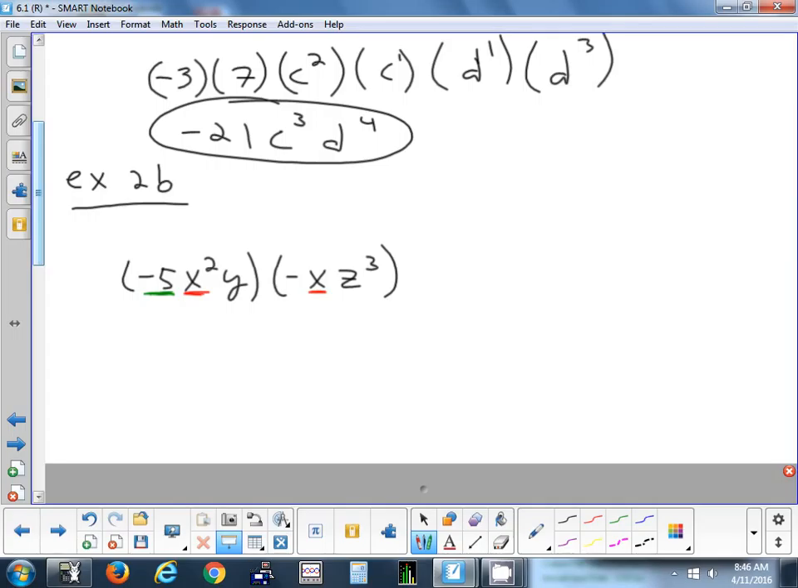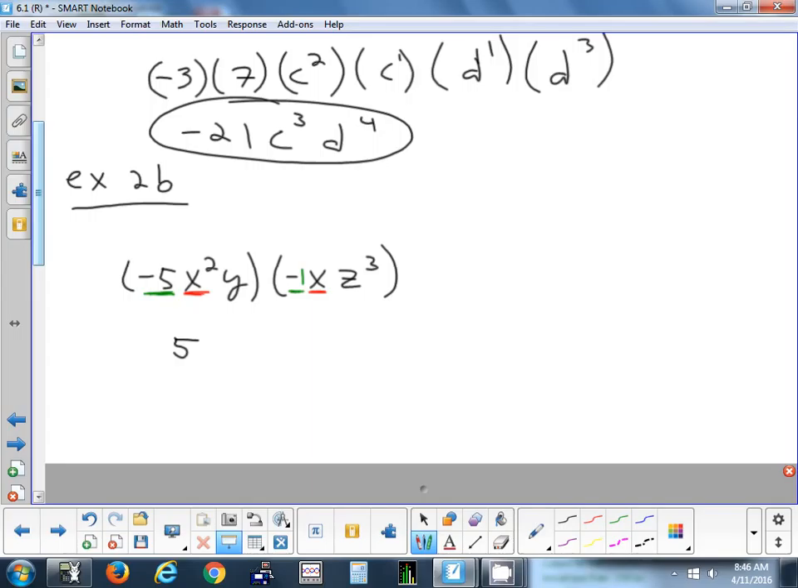Where'd you get -1 from? Right there, because there's like a 1. Even though there's no negative in front, there's no 1 in front, you have to fill that in. Right, so now let's just combine them again. What's -5 times -1? Sabrina? 5. Okay. Somebody said combine my x's.